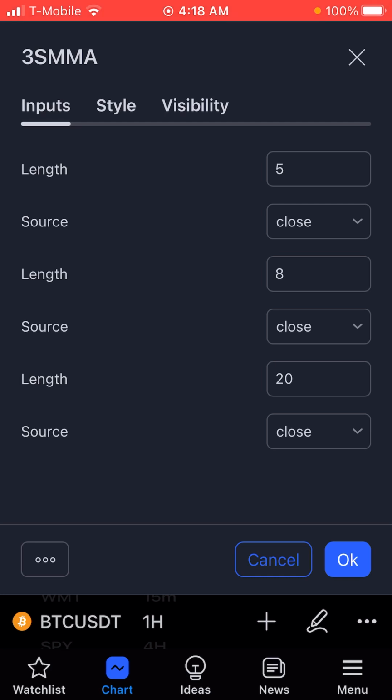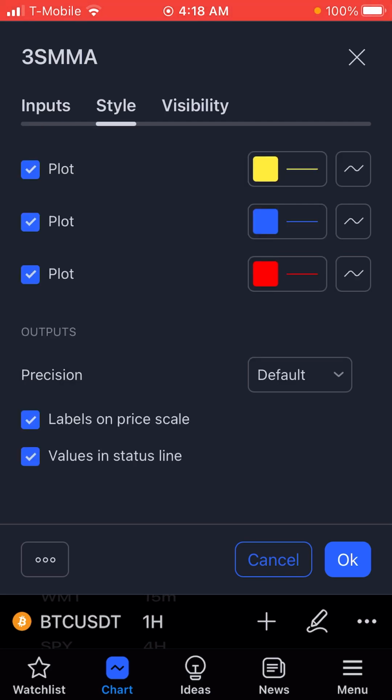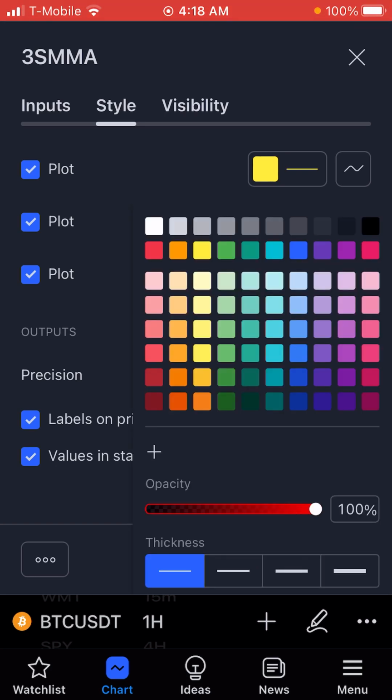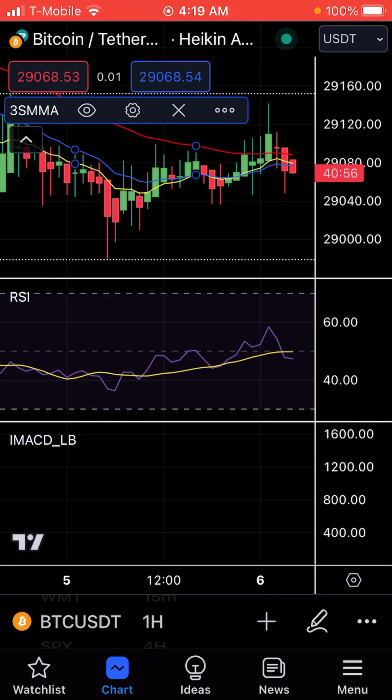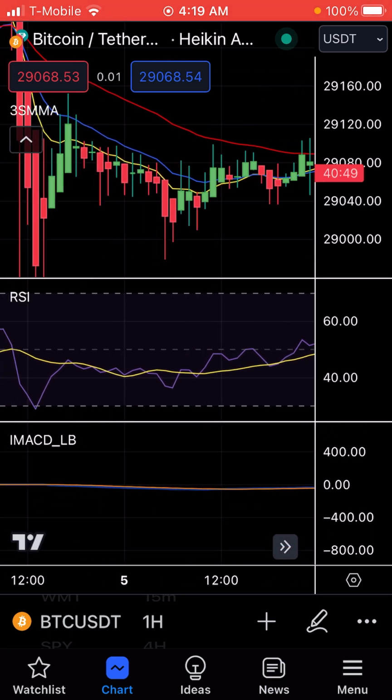So just get the 3 smooth moving averages, and for your settings you want to change it to 5, 8, and 20. You're going to use all 3, and then I make all the colors bright and stand out. When you first load this indicator, the opacity is going to be down. I like bringing it up to 100%, but that's just me. Once you have that, I rotate back and forth between RSI and stochastic RSI. And then here is the impulse.